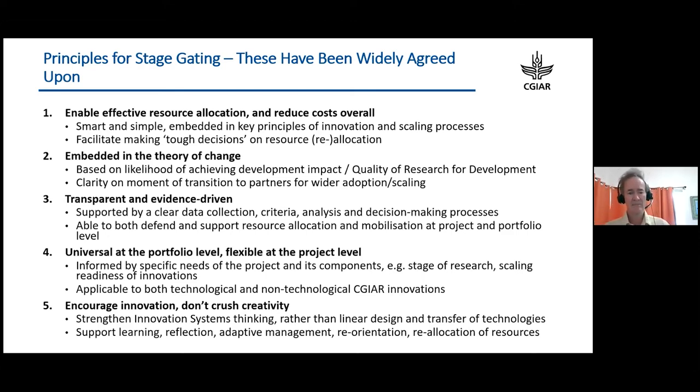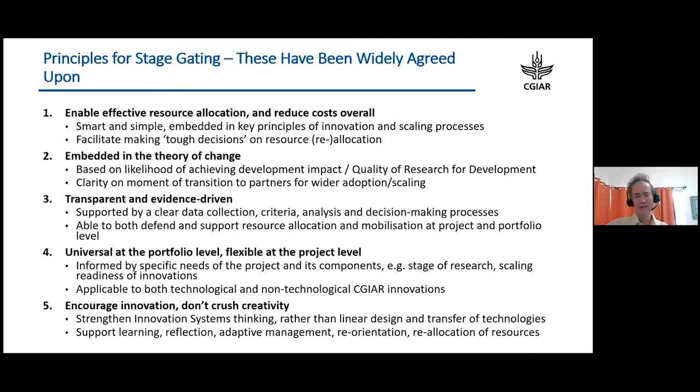It should be transparent and evidence-driven. So this also comes up quite clearly in the discussions and in the research strategy about having clear metrics and criteria for making the major decisions on continuing and advancing certain lines of research.